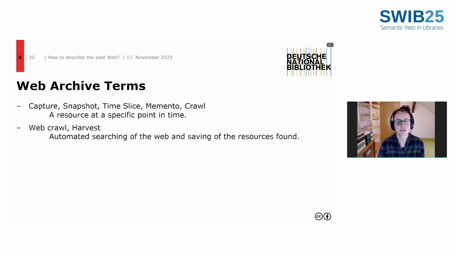While all web archives agree on the terms website and web page, there are some concepts and resources for which there is no consensus on the definition or the correct term. For example, a resource at a specific point in time may have different terms. Here at the German National Library, we often use the term snapshot. Other archives refer to it as a capture, maybe, which is a similar concept. When we automatically search the web and save resources that we find, we call that a web crawl or a harvest.